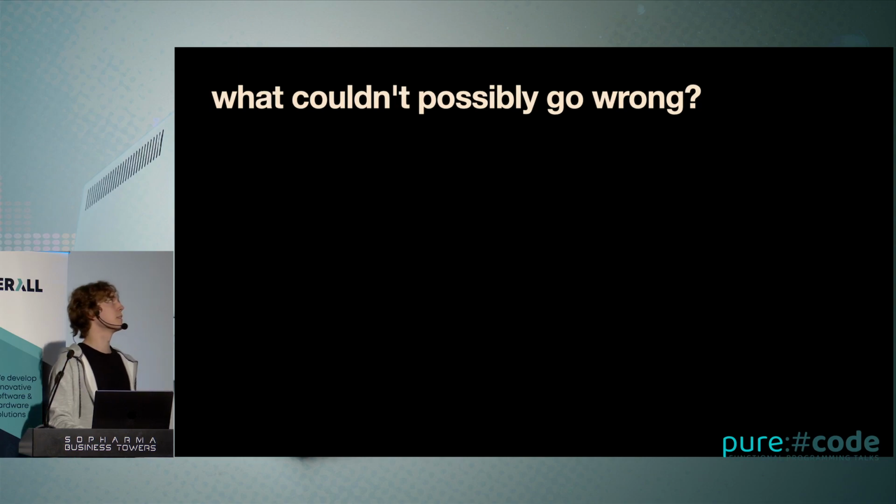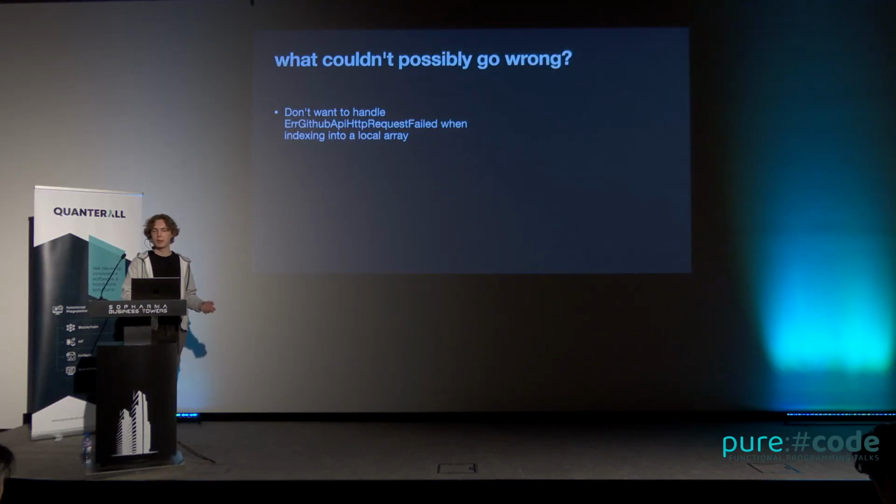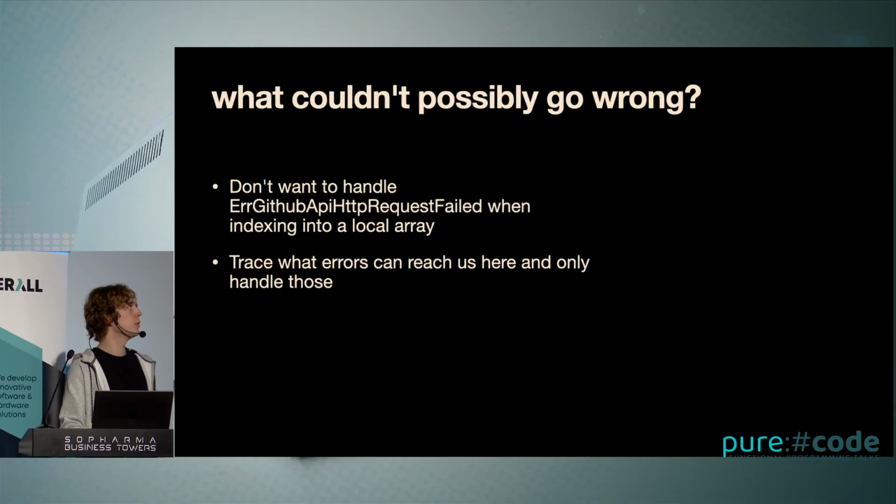And you also want this feature of what couldn't possibly go wrong. I don't want to handle an error that is completely unrelated to the thing that I'm actually coding. So make sure that you don't have to handle the errors that will never happen. We're going to trace what errors are possibly reachable to the point where we are.